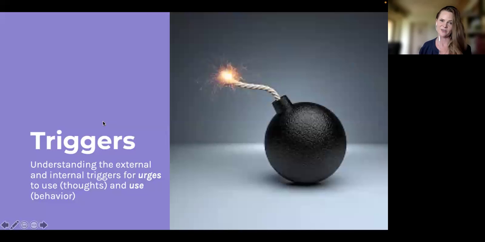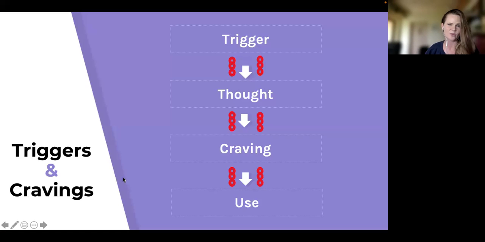So we're going to step now to the conceptual side more. Triggers are a very important foundational part of understanding CBTRP, and that's about really identifying and thinking through both the external and the internal triggers for the urges to use, so those thoughts, and then if they're not interrupted, the using behaviors themselves.